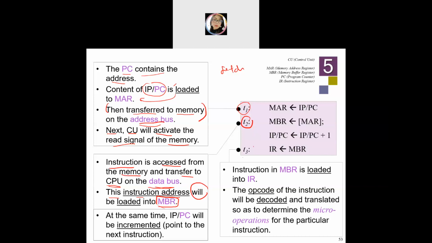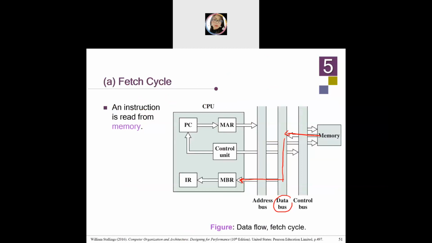Done with this one, and lastly, you're going to do IR equivalent to MBR. At the same time, your PC or IP will be incremented to point to the next instruction. So you know when you have a program, step over, after you finish one instruction, the counter is increased to point to the next. But here you can see you already finished the flow just now. So when you pass back using the data bus to your CPU, MBR will be taking place.